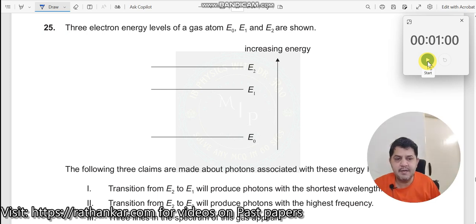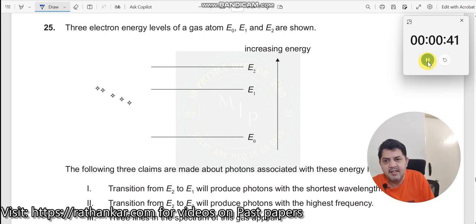Question number 25. Three electron energy levels of a gas atom, E0, E1, E2, are shown in increasing energy. The following three claims are being made about photons associated with the energy changes. Whenever an electron transition diagram, an energy diagram, is given, the first thing I would always recommend is that this should be related to either frequency or wavelength, either of them. So now, first let us find out what the energy levels are.